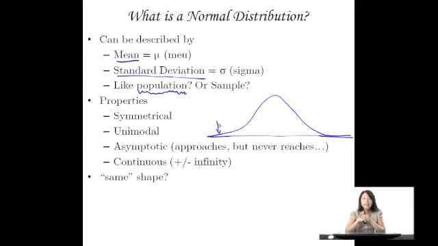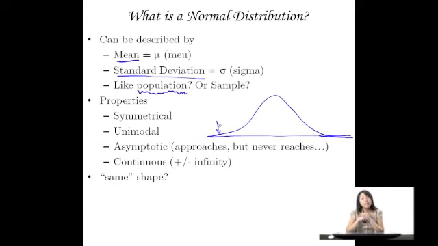And the final thing is that it's continuous. The normal distribution actually goes from negative infinity to infinity. Now, most measurable things in the world don't actually have values from negative infinity to infinity. For instance, height. We don't really have anybody who's infinite height, right? Or negative height, for that matter. But the normal distribution stretches on forever and ever.